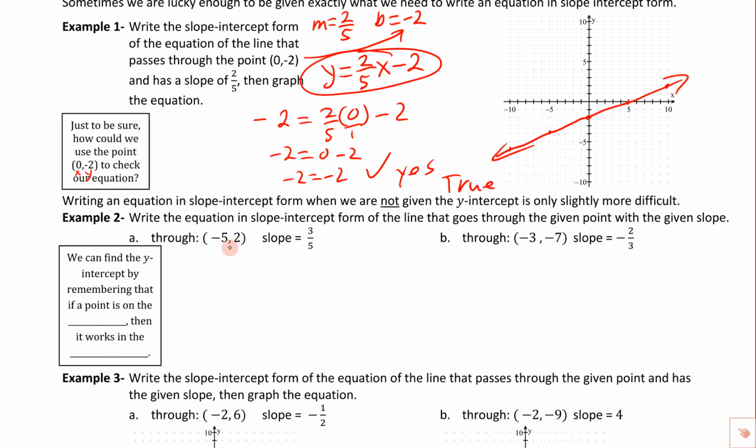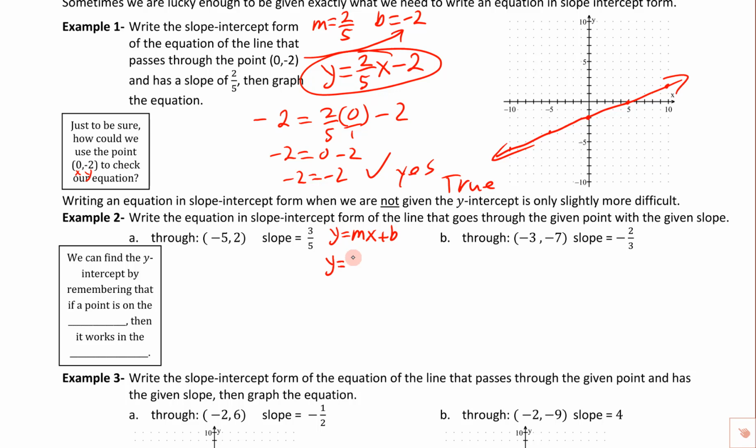So it goes through this point right here, (-5, 2), and the slope is 3/5. Now the slope is a big deal, because if we're going to write this in slope-intercept form, we basically need just two pieces of information. We need the m, we need the slope, and we need to know the y-intercept. So by them telling us that the slope is 3/5, even if we're not sure what the y-intercept is yet, we're more than halfway there, and you'll see what I mean as we work through the next couple of sections.